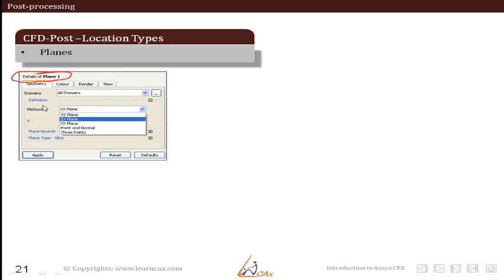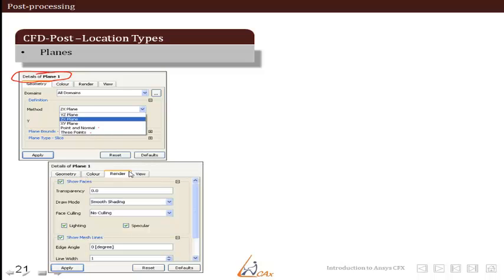In that, the first section is methods, under which we have creating a YZ plane, creating a XZ plane, creating a XY plane, points by using points, and planes by using points and normal method, and 3 points method. You can select any of the methods and input the details.